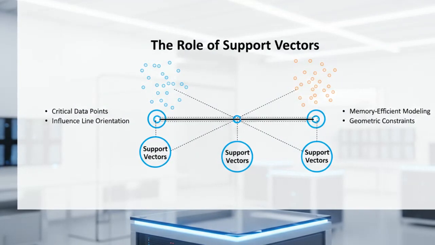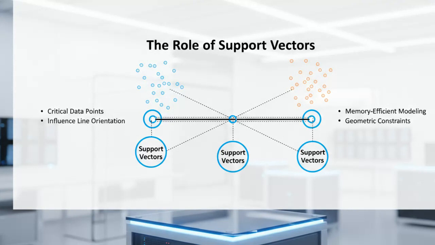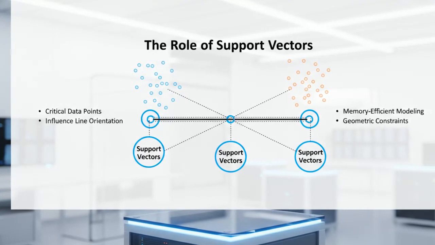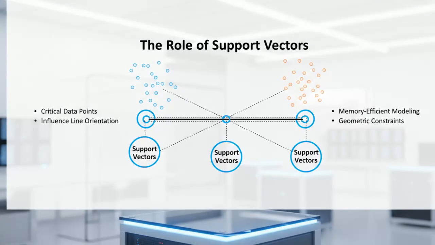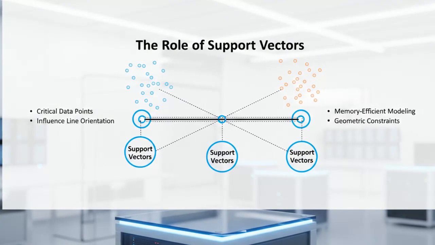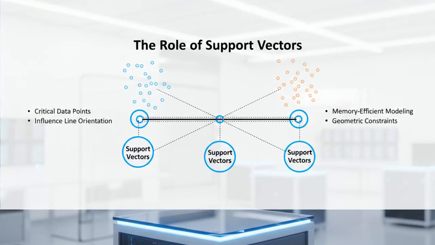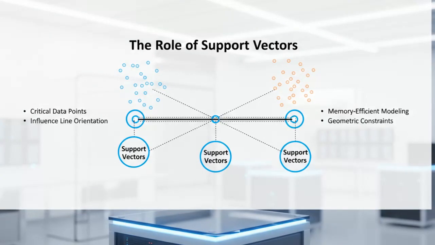Why is it called a support vector machine? The answer lies in the data points themselves. Support vectors are the data points that are closest to the hyperplane and influence its position and orientation. These specific points are the critical elements of the training set. If these points were removed, the position of the dividing hyperplane would shift.